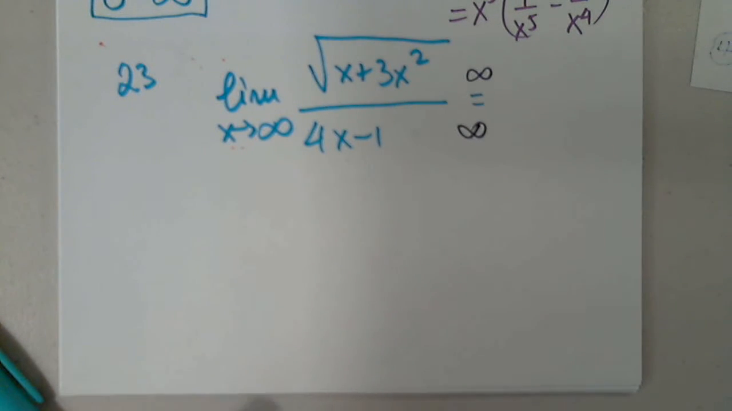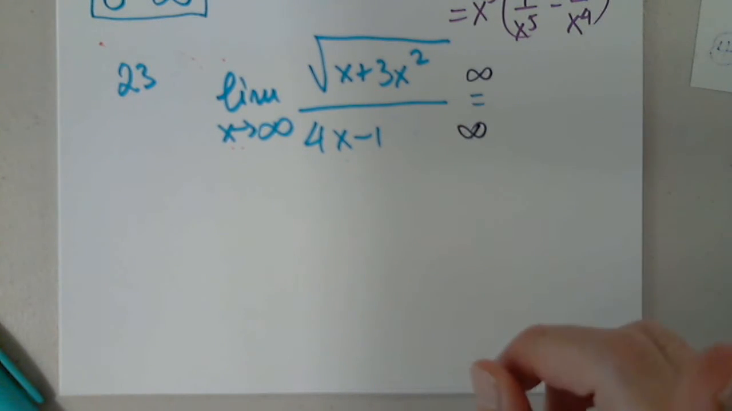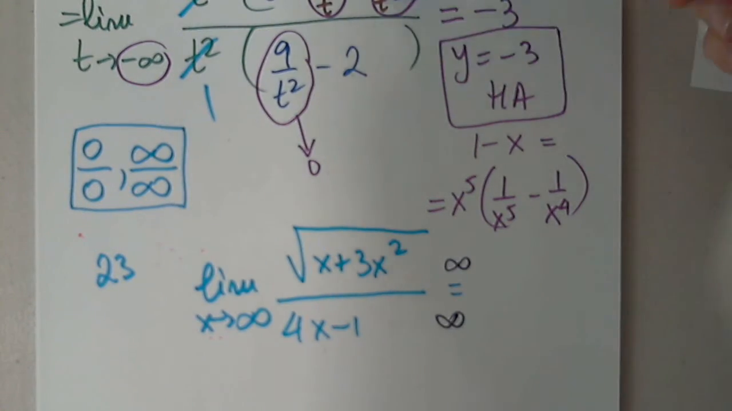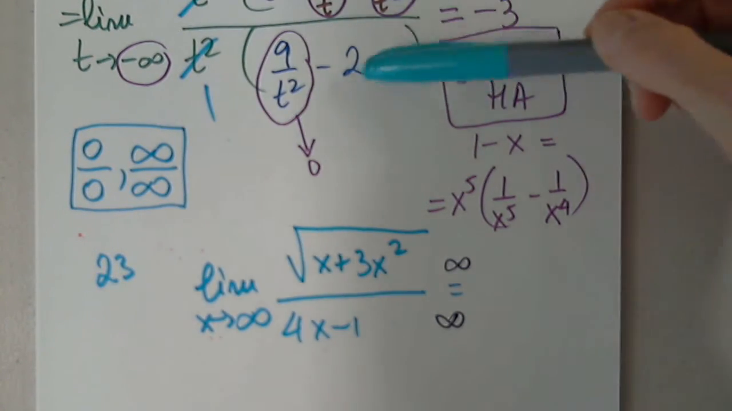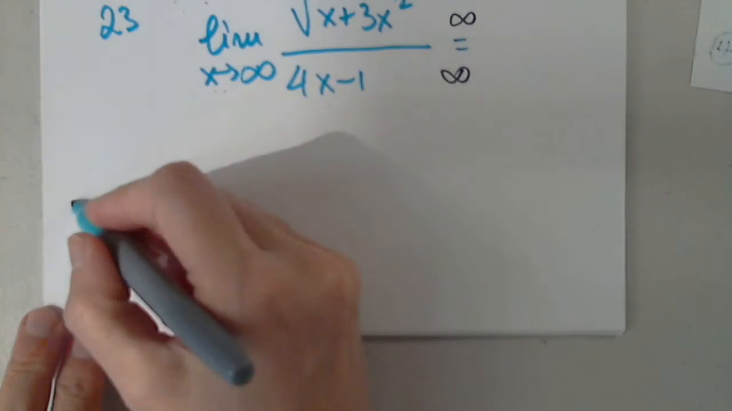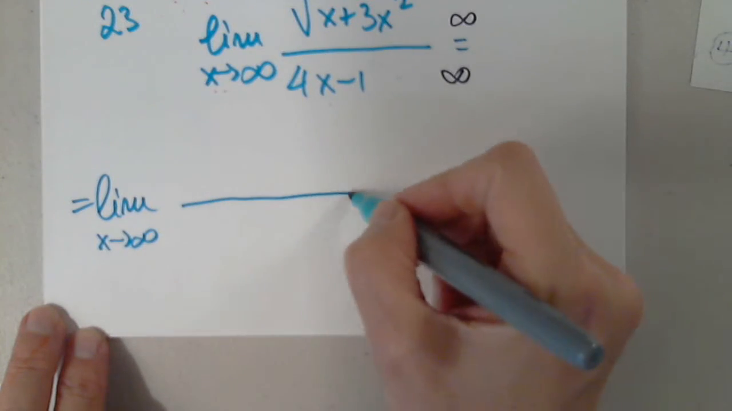We don't know what to expect. The next thing that I will ask is, what do you think we're going to do? And you may say, oh, rationalize. It's not the case of rationalizing in this case. It's the same brute force, factoring out the degree, top and bottom. Okay, so limit as x approaches infinity.